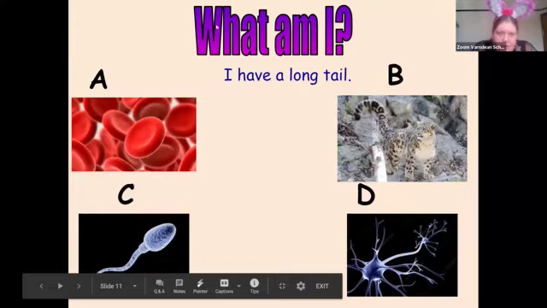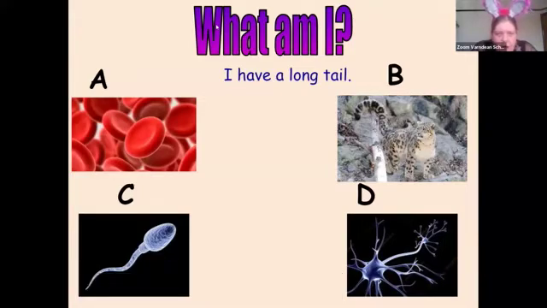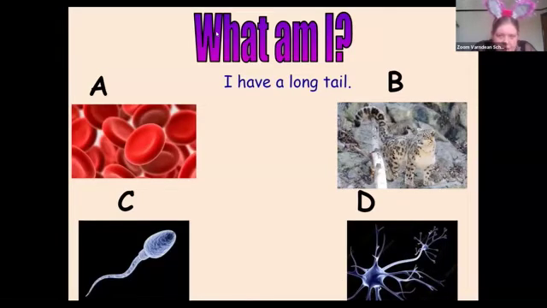So if you bear with me, I'm going to launch my little poll. Is it going to be A, B, C or D? So there we go, that should pop in the middle. So what am I? I have a long tail. Am I a red blood cell, a snow leopard, a sperm cell or a nerve cell?